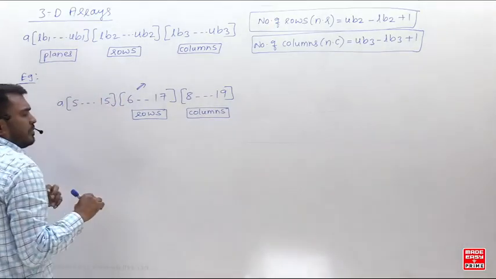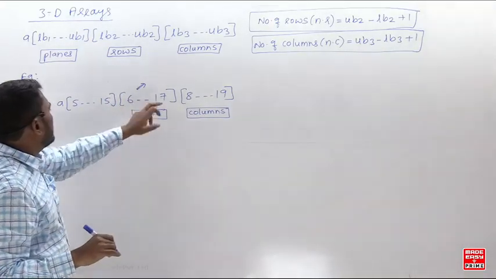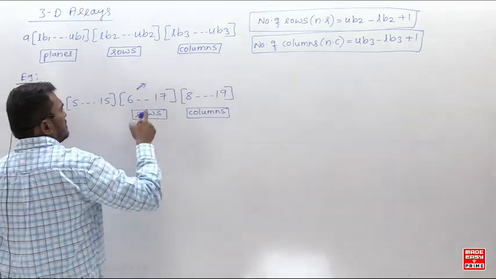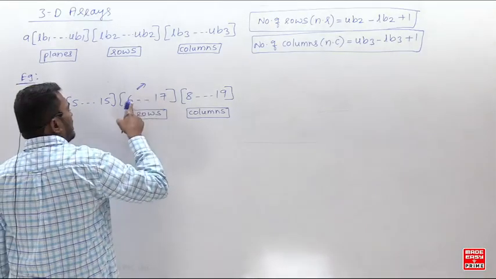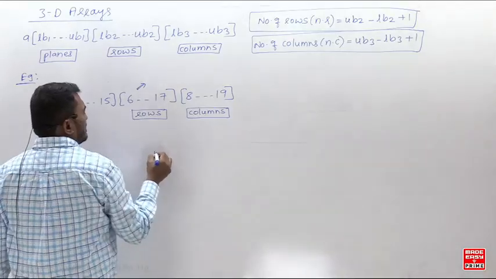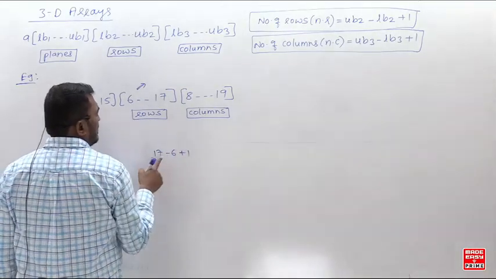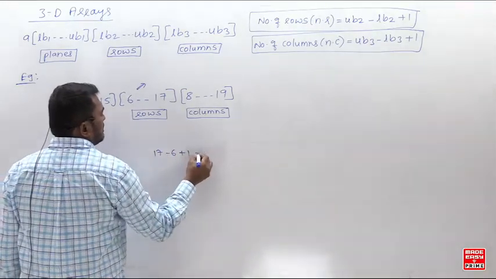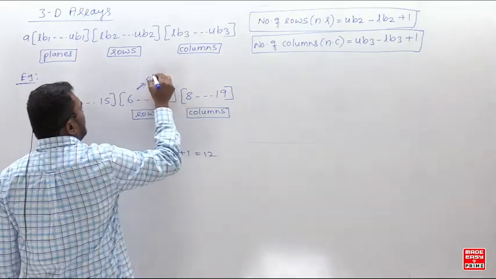Okay, so how many rows are coming here? Okay, 6 to 17. 6 to 17 rows. Rows कितना है? 17 minus 6 plus 1. So how much is this here? 11. 11 plus 1, 12. So this is 12 rows.